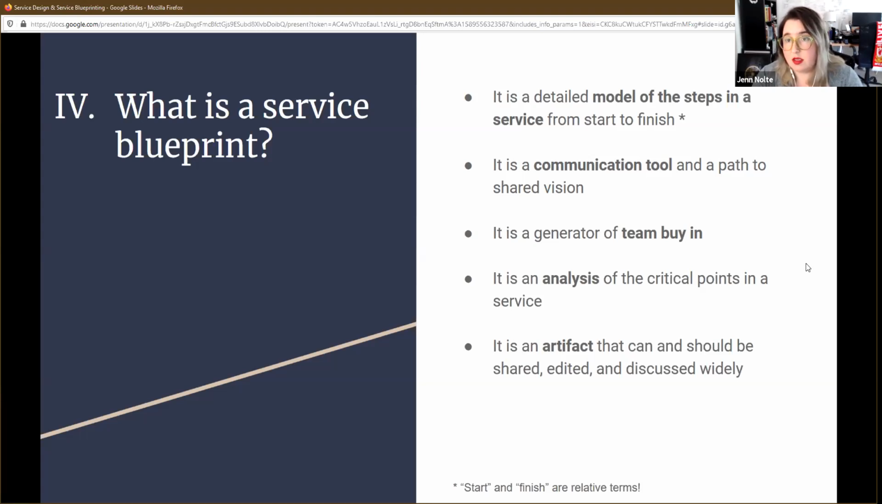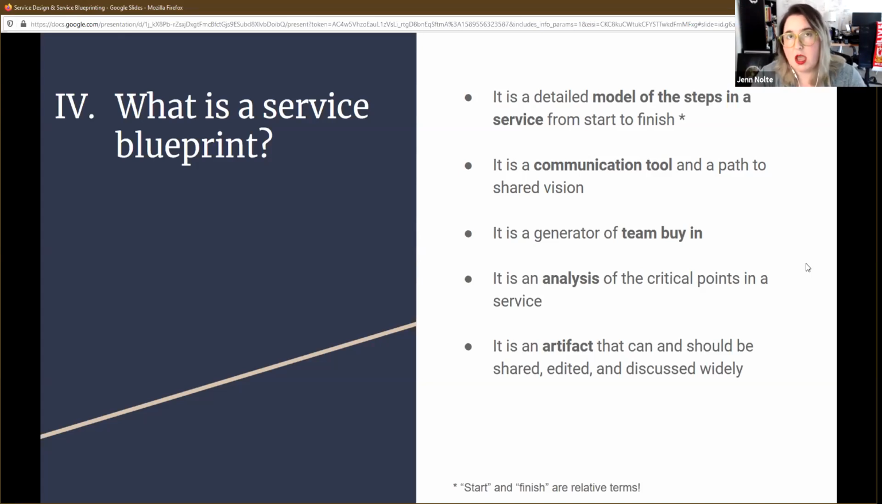So note that in the first bullet point where I say it's a model of the steps in a service from start to finish, I'm doing air quotes, start and finish are relative terms. So a lot of times I like to think about a service blueprint as kind of a telescope or a microscope, right? You can zoom in and out with a service blueprint, but you have to decide how far out you want to zoom or how far in.